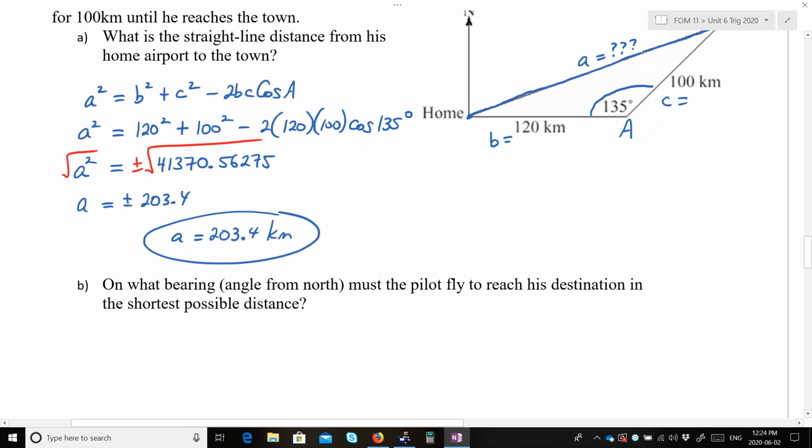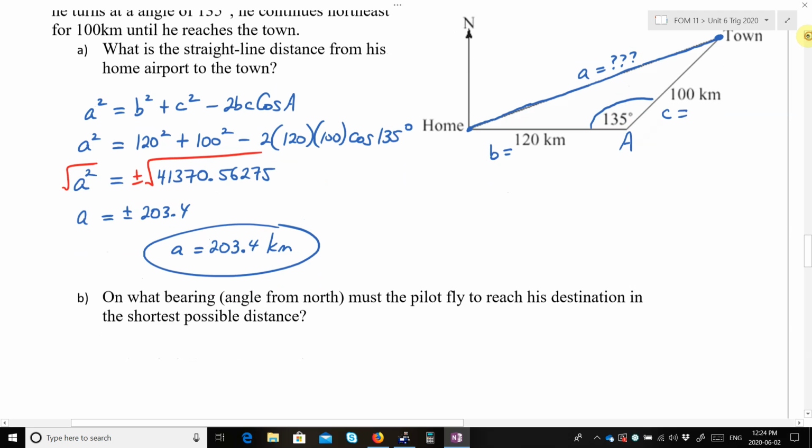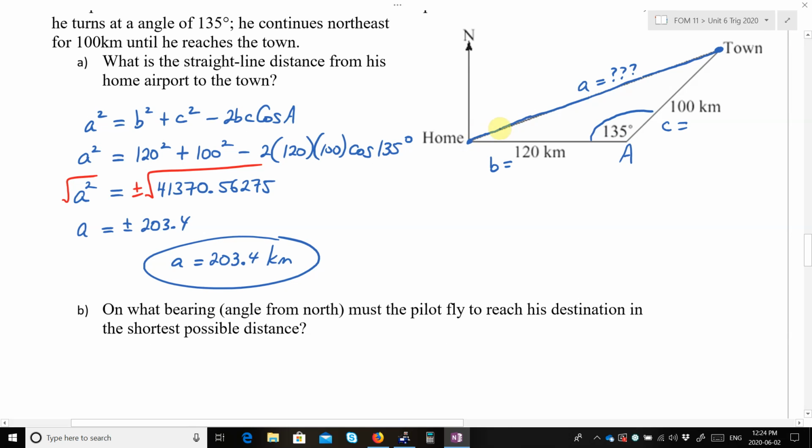And then part B says, on what bearing angle from north must the pilot fly to reach his destination in the shortest possible distance? Okay, so we'd have to go right along that straight line from the home to the town. And so the angle from north is this one.